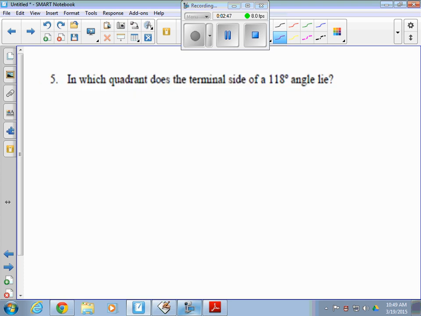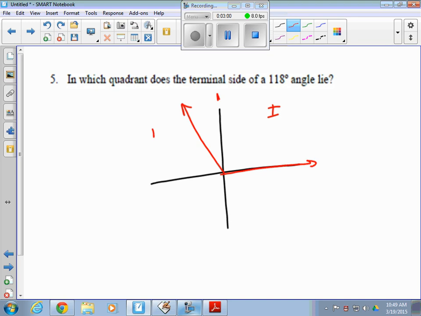In which quadrant does the terminal side of 118 lie? Again, you know it starts here, and if it goes to here, it's 90. So you're going to go a little past there, here. This is quadrant 1. This is 2, where the terminal side is.